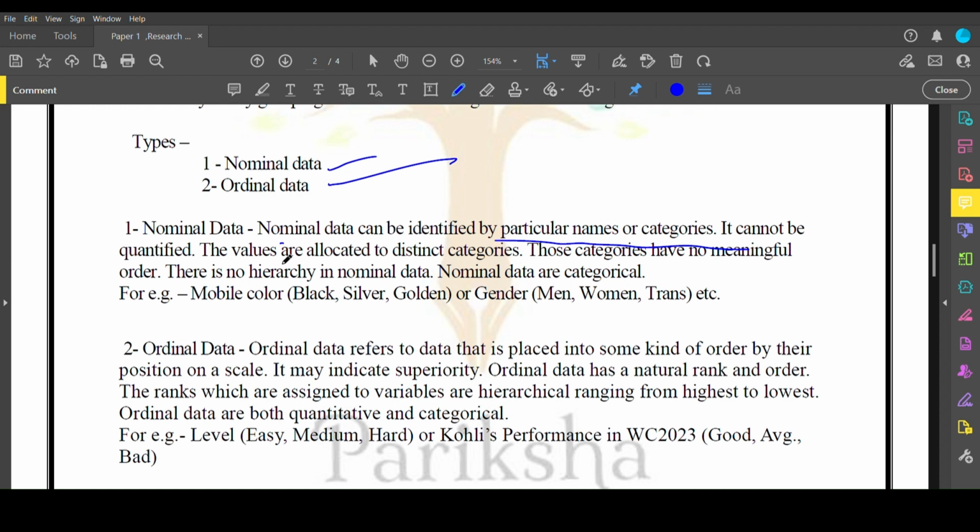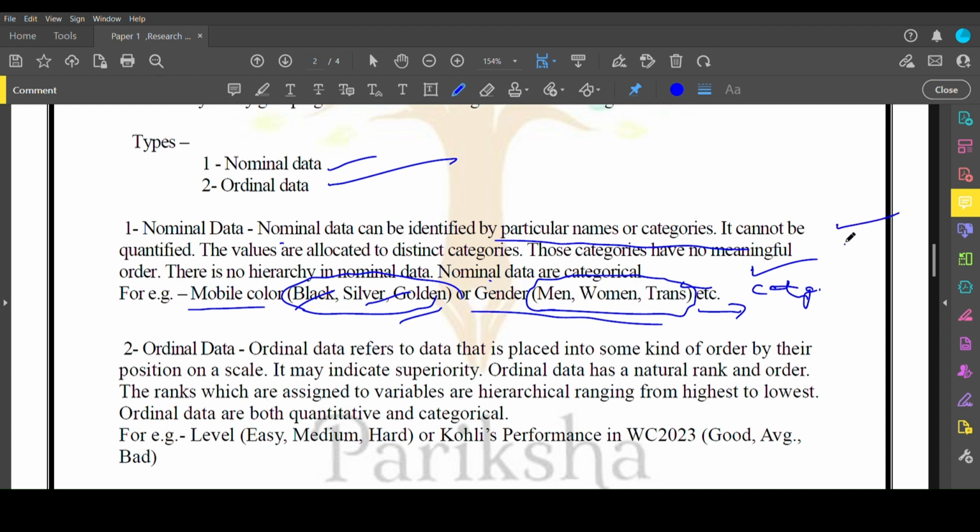So the values are allocated to distinct categories. The values are already given in categories and we have to choose from them. For example, your mobile cover can be black, silver or golden, like the color of your mobile phone. And when we talk about gender, you can choose between men, women and trans only. You cannot say gender as 5. So these are nominal data in which we have to choose from the given choices, or it is universally known that you will choose from these only. We already know that you will be one of these, and you will not go outside of them. This is nominal qualitative data.